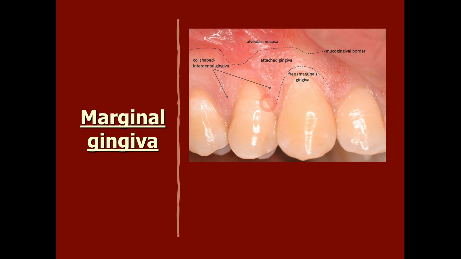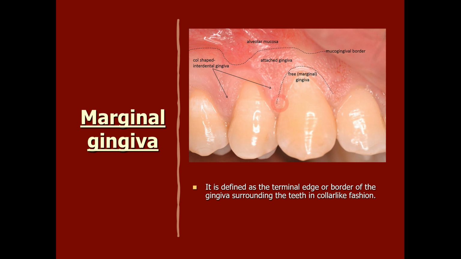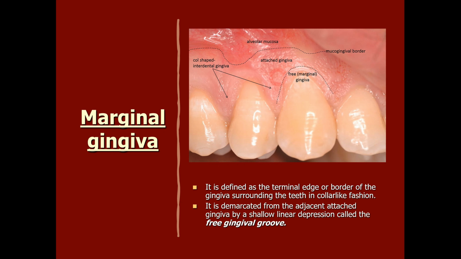Firstly, in this slide, we'll talk about the marginal gingiva, which is the gingiva present directly on the tooth. Marginal gingiva is that gingiva which forms a collar and surrounds the teeth in a collar-like fashion. It is differentiated from attached gingiva on the basis of the free gingival groove. So between the attached gingiva and the free gingiva, we have a free gingival groove present over here. It's a demarcation between the two types of gingiva.